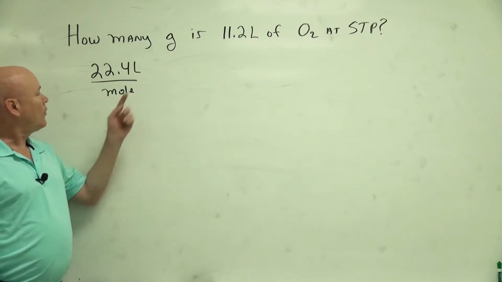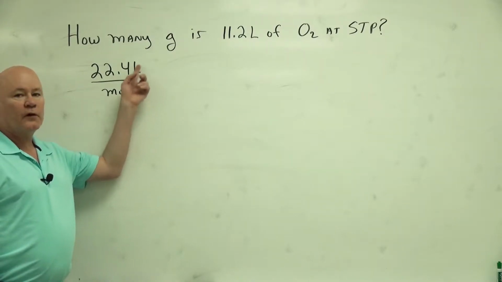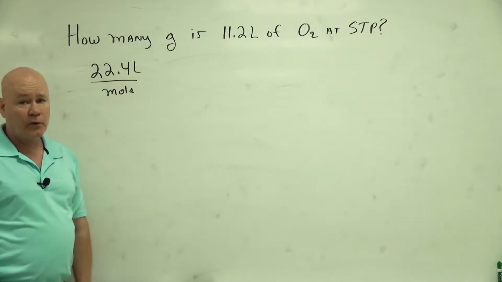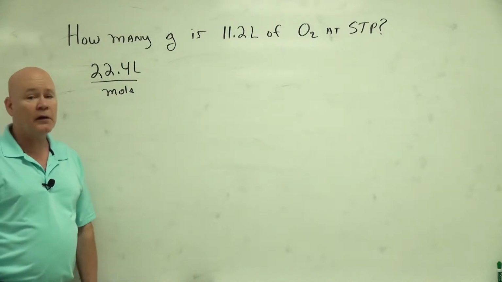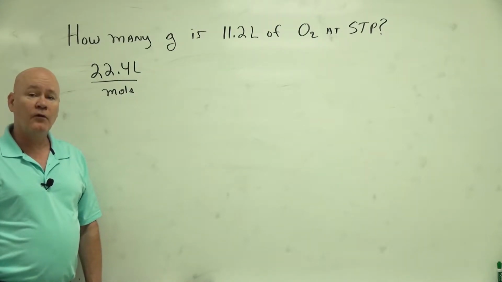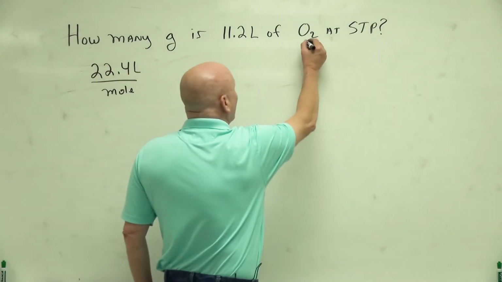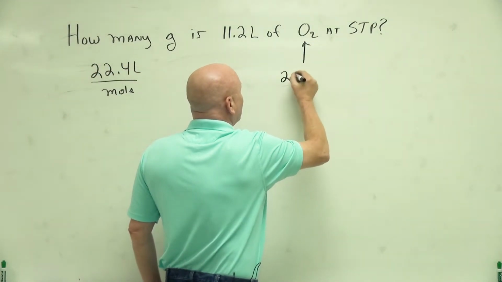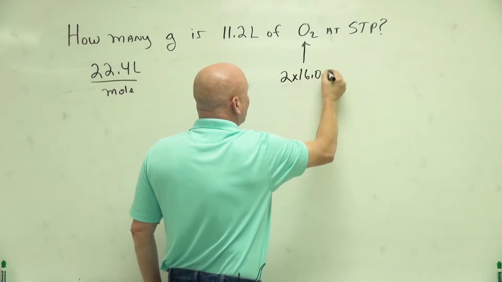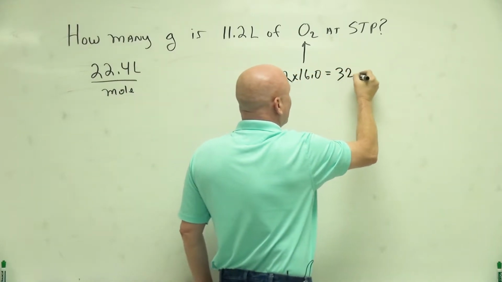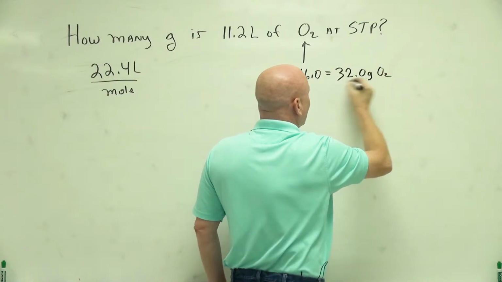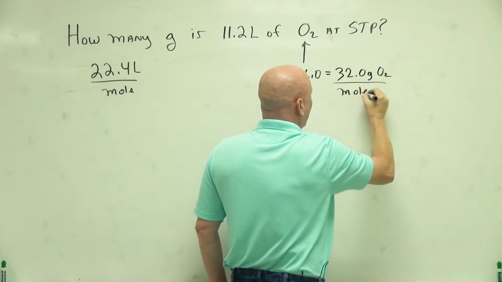Now STP is a way of going from moles to liters and liters to moles. It's not grams. Moles is not grams, but we should know how to get from grams to moles. And what do we need for that? We need the molar mass of O2, which is 2 times 16.0, which is 32.0 grams oxygen for every mole oxygen.